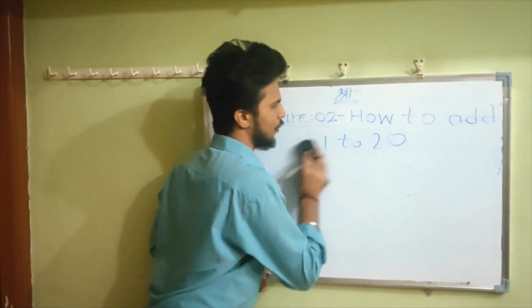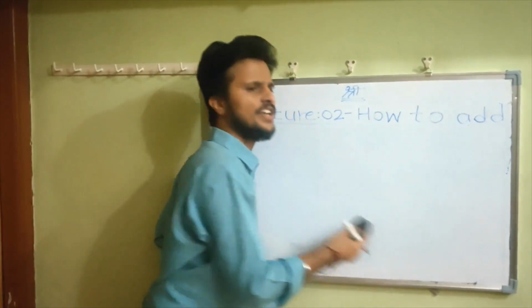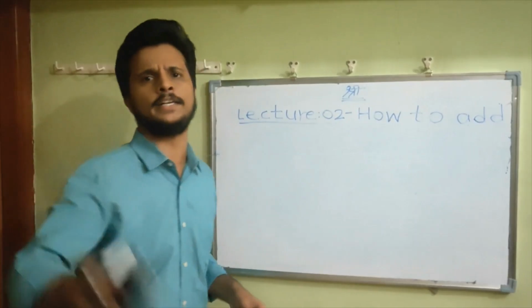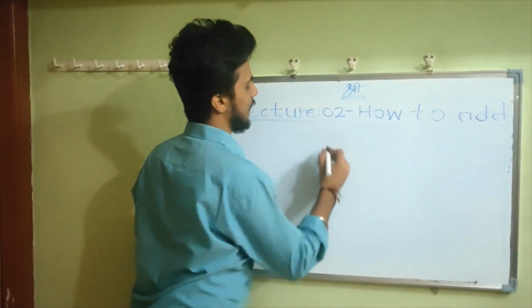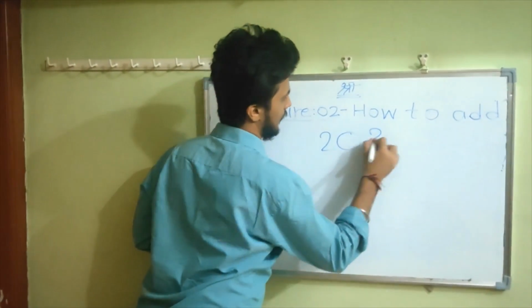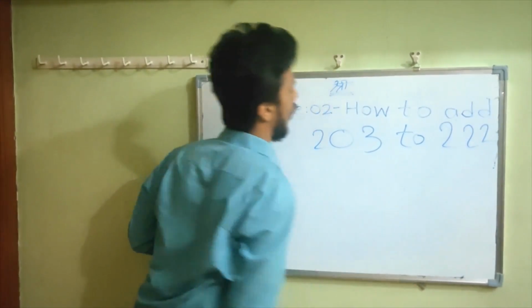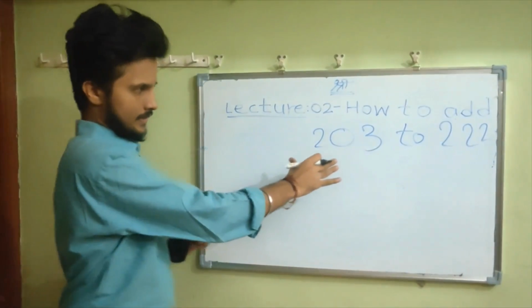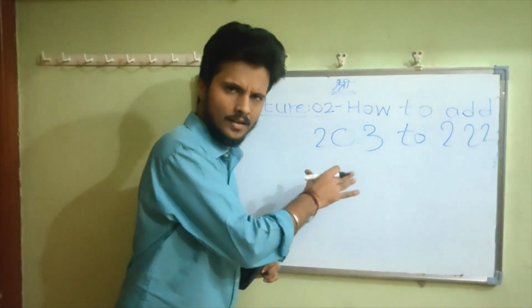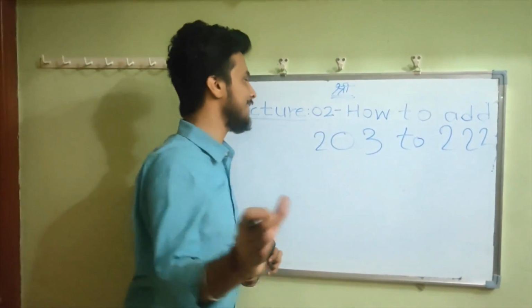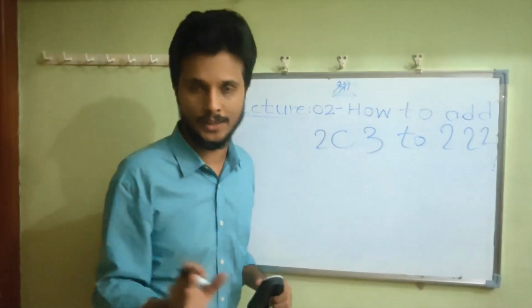Now we will see how to do that for three digits. The same method will be applied for two digit, 3 digit, 4 digit, 5 digit, 6 digit, any digit series. So let's say 203 to 222. What will be the 10th number of this series? Is it 213? No, it's not. The 10th number of this series is 212.